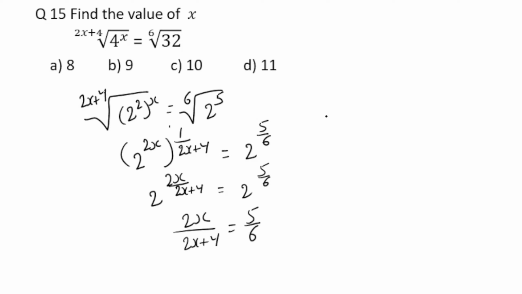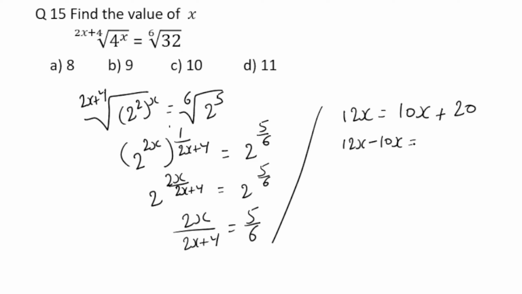Now we have to cross multiply. 2 multiply 6, 12x equals 5 multiply 2x, 10x, plus 5 multiply 4, 20. 12x, when the 10x moves to the left side, it becomes negative: 12x minus 10x equals 20. 12x minus 10x, 2x equals 20. x equals 20 divided by 2, 10. Therefore, x equals 10. The answer is C, 10.